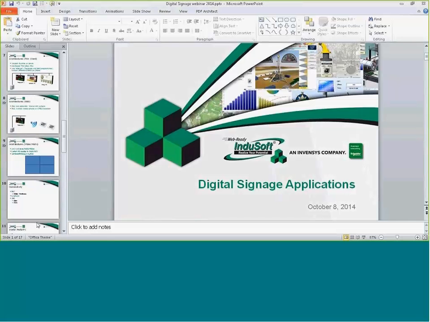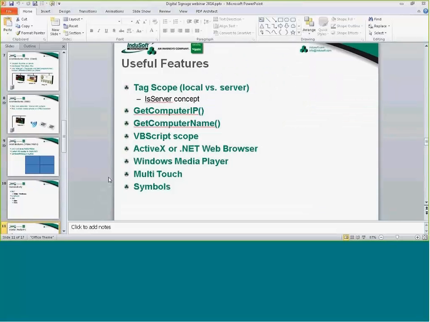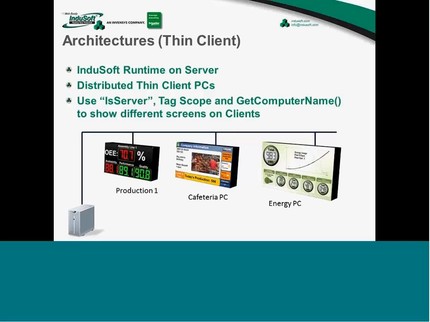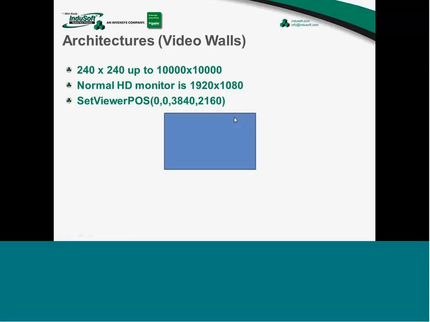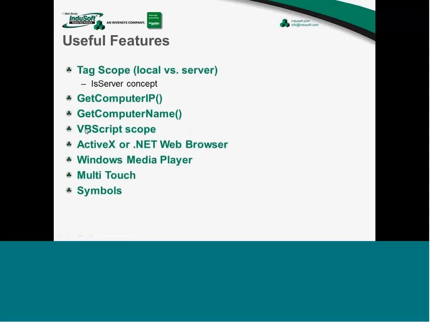So let's skip back to this slide and talk about a couple more features. Of course, I didn't do that right. Let's skip ahead here. We talked a little bit about VB Script scope. Some other ideas are the ability to use an ActiveX browser or .NET browser within an application to view maybe production reports that are HTML. That's another thing. Even Windows Media Player can be embedded, and I'll show you a concept of that.